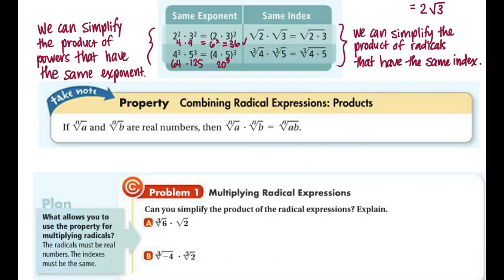The take note box in the middle generalizes this idea of combining radical expressions when we're multiplying them. So say we have the nth root of a and the nth root of b. If those numbers are real numbers, then when we multiply the nth root of a and the nth root of b, we get the nth root of the quantity a times b.